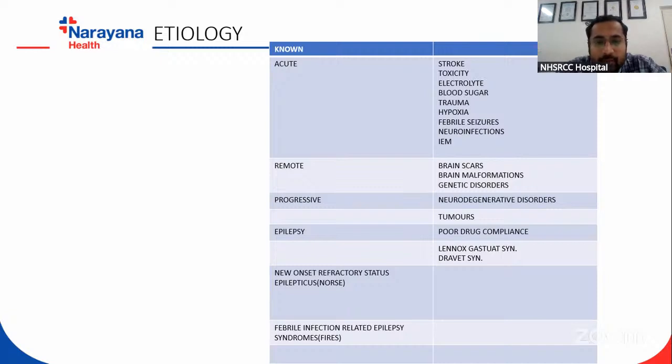Remote causes might be any previous brain scars or brain malformations which were there. Progressive causes can be neurodegenerative disorders and tumors, poor drug compliance, and very resistant epileptic syndromes like Lennox-Gastaut syndrome or Dravet syndrome, which are well known to cause status epilepticus. And they have introduced two new terms, NORS and FIRES. NORS is new onset refractory status epilepticus, and FIRES is febrile infection related epilepsy syndrome.